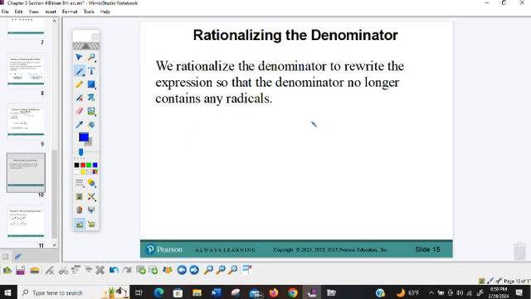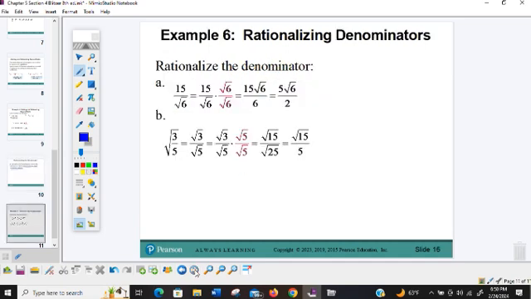And the last thing we're going to look at is called rationalizing the denominator. The denominator cannot have radicals, okay? It can no longer contain any radicals. So when we have 15 over square root of 6, nothing will reduce right now, and that square root of 6 cannot stay on the bottom.